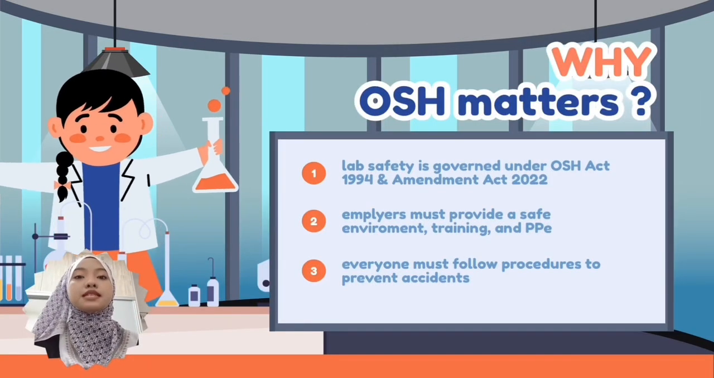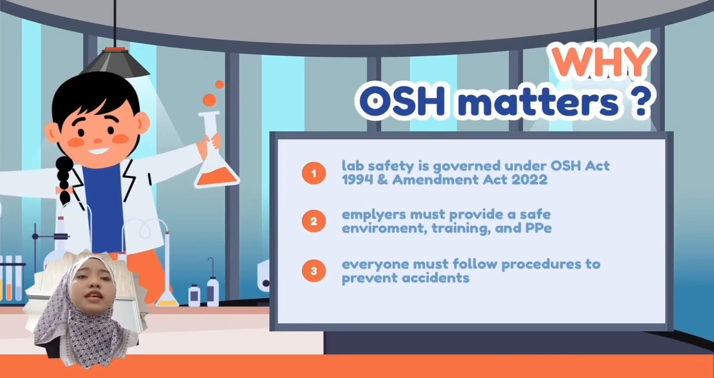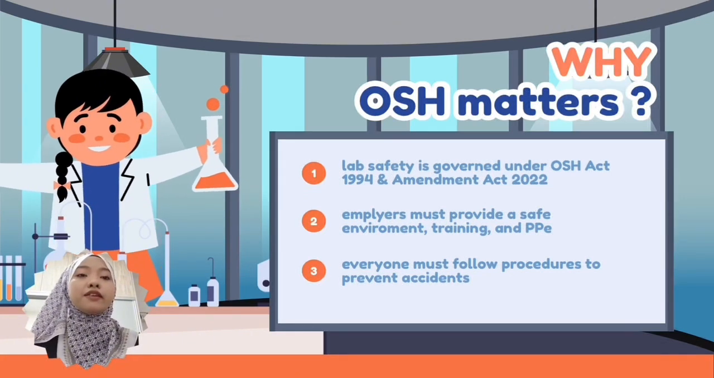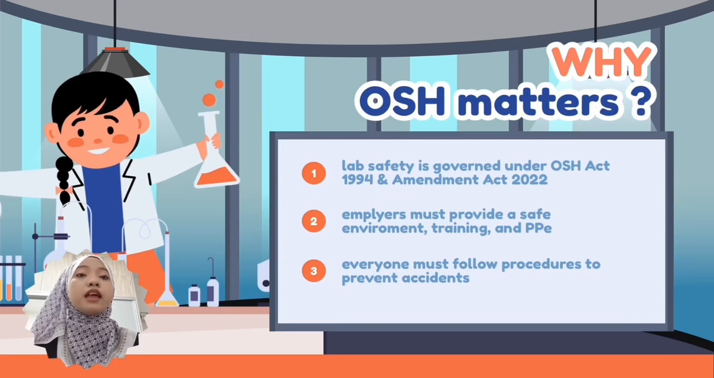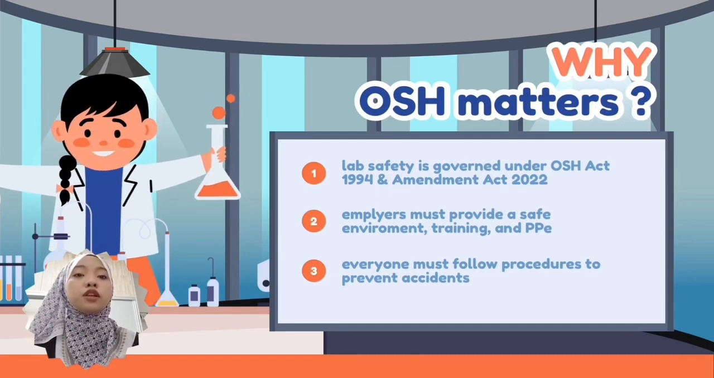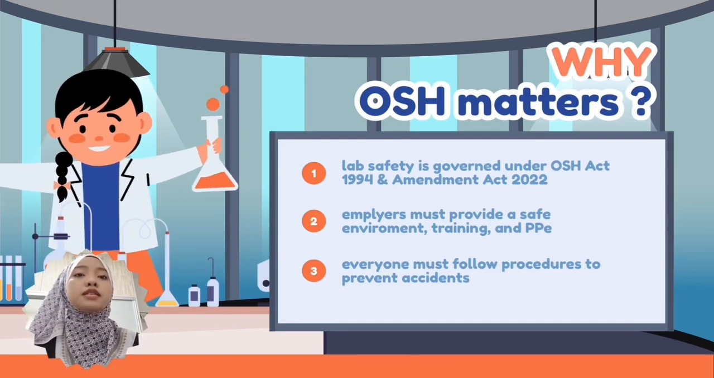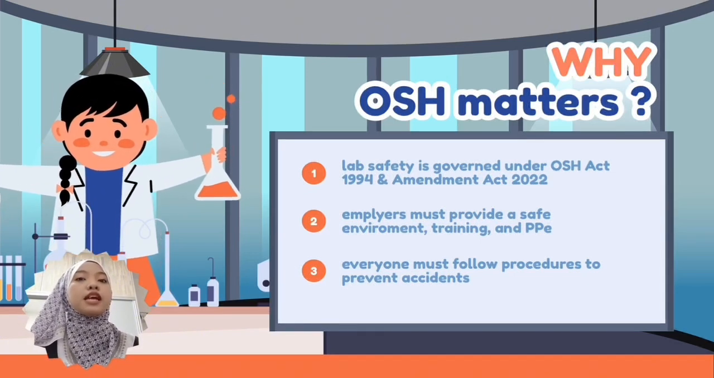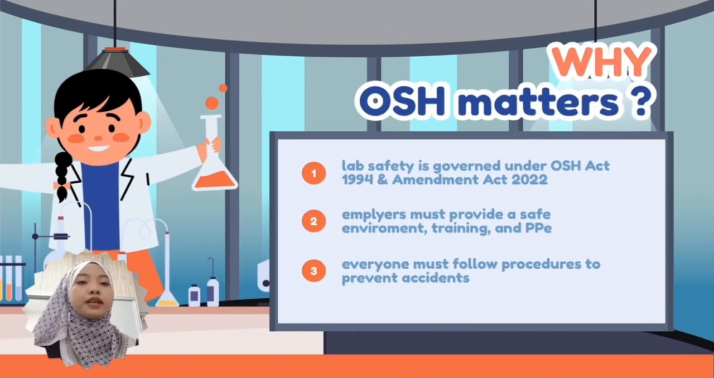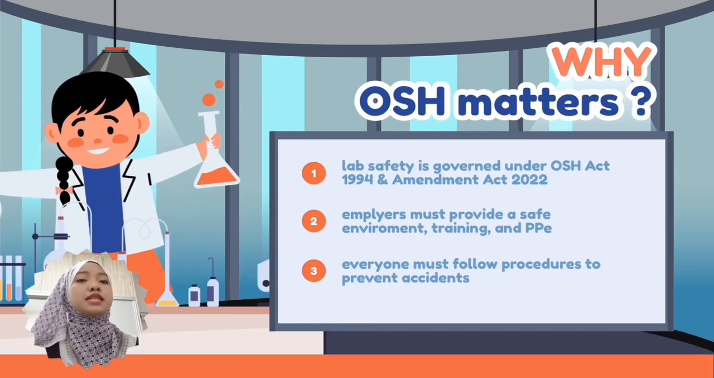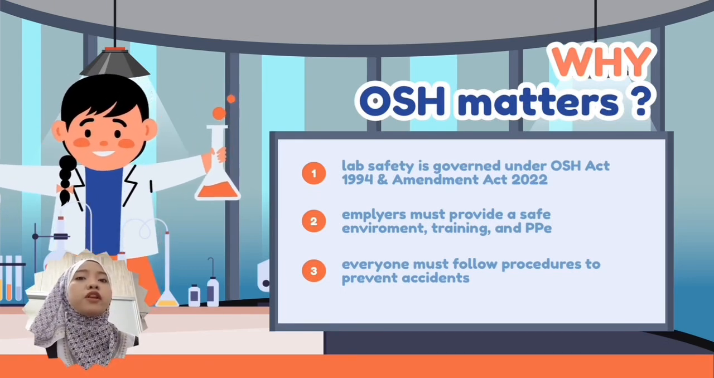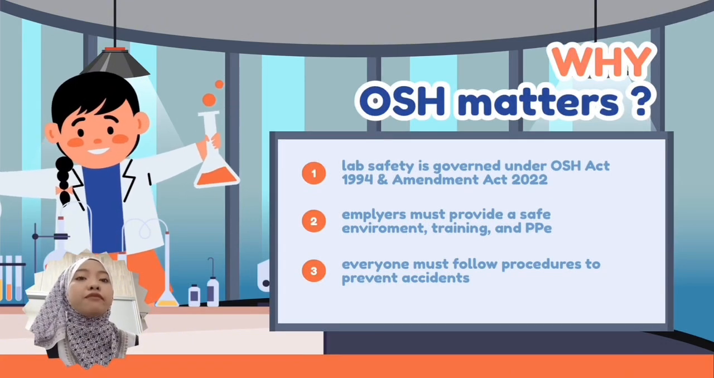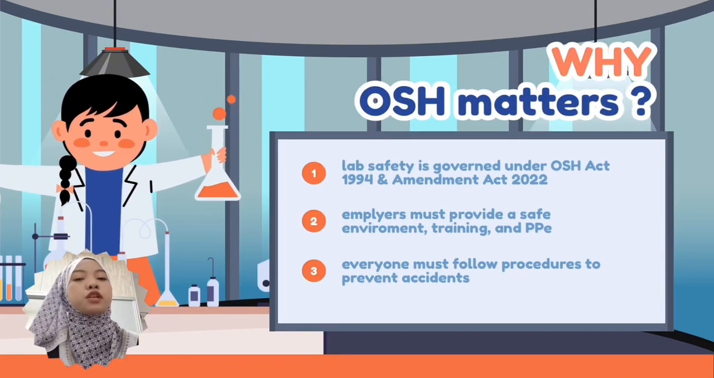Why OSH matters? In Malaysia, laboratory safety is governed under the Occupational Safety and Health Act 1994 and the Occupational Safety and Health Amendment Act 2022. This law requires employers and institutions to provide a safe working environment, proper training, and suitable personal protective equipment. At the same time, students and lab users are responsible for following safety procedures and using equipment correctly. This shows that safety in laboratory is a shared responsibility.